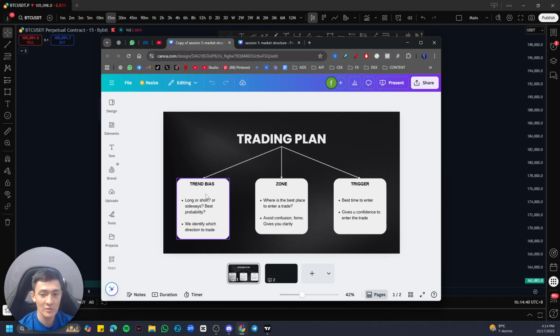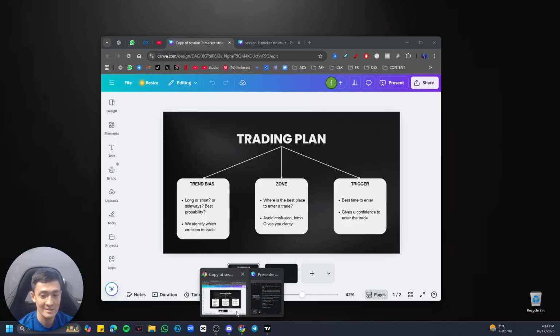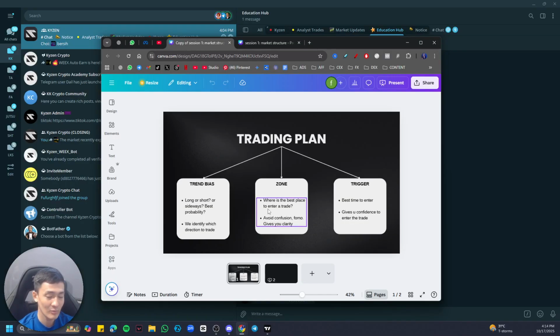So in the next video, we're going to be talking about zones. We're going to be looking at all of these very fun stuff to help us identify our zones. And zones is basically where we determine the best place to enter a trade.